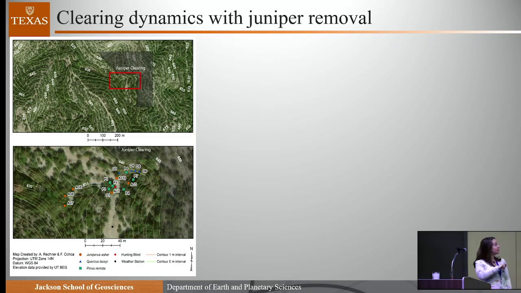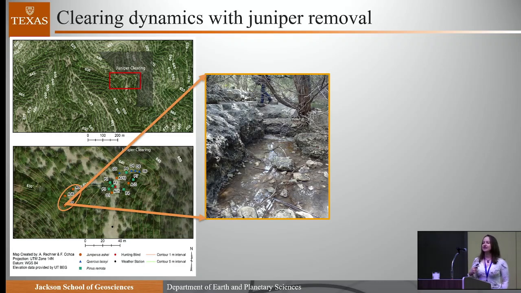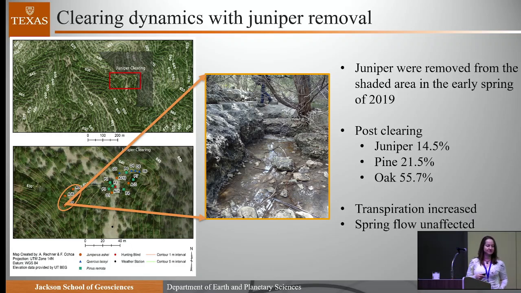But she wanted to do it anyway, and her hypothesis was that at the base of her hill slope, where there was a little spring, that she would see increased stream flow. So she cleared off 30 acres of juniper. Mechanical clearing just pushed them down and waited for them to die. And it happened in 2019. And we continued to monitor the site for 2 years afterwards.